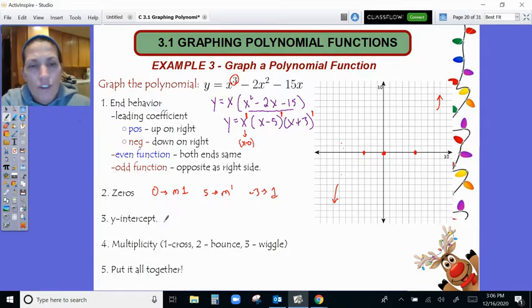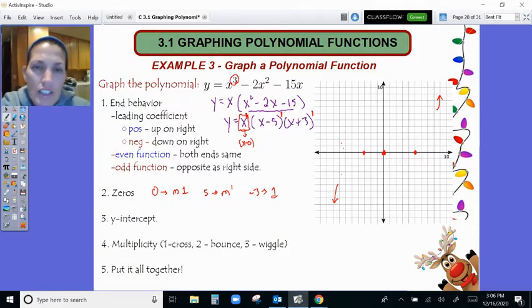The next thing we want to know is our y-intercept. Now for the y-intercept, we can plug in 0 for all of our x's and find out what we get. So if we plug in a 0 here, here, and here, we get 0. We can do the same thing in factored form. If we plug in 0 times 0 minus 5 times 0 plus 3, it ends up being 0 times negative 5 times 3, which ends up being 0. So again, our y-intercept is 0. Anytime we have just a single x right here, our y-intercept will be 0.